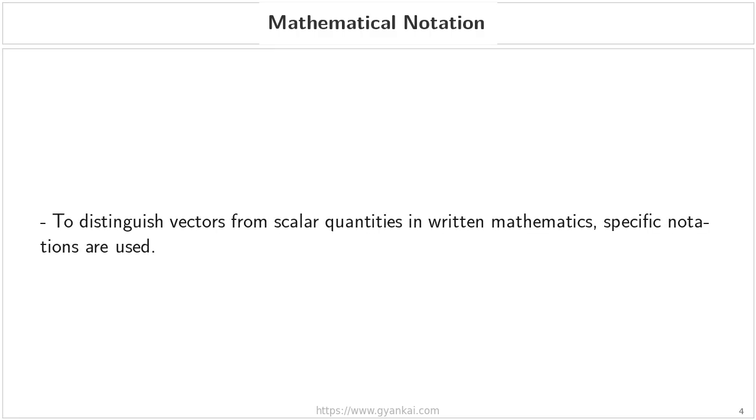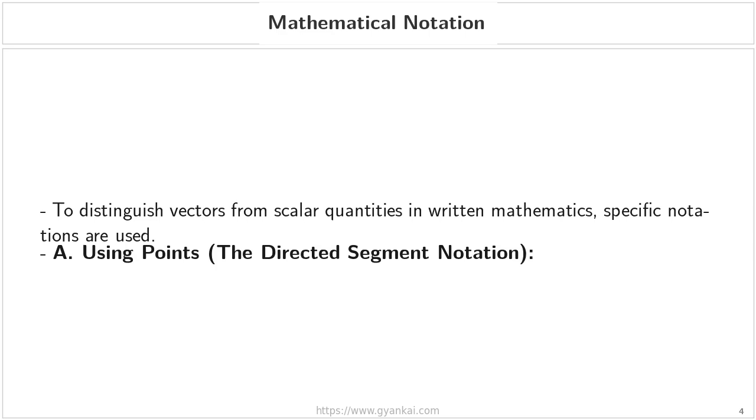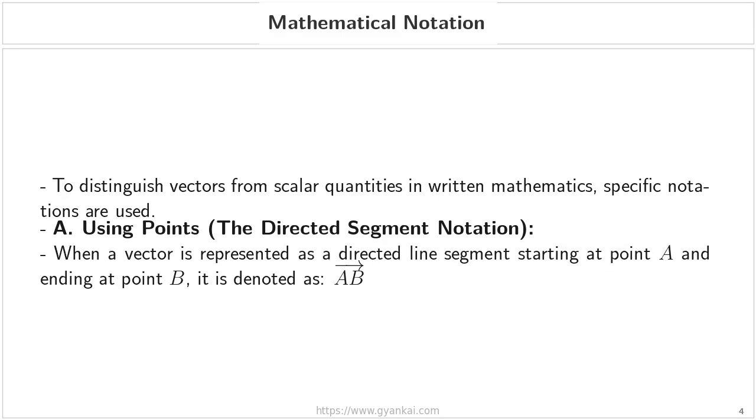Mathematical notation. Now that we understand the fundamental difference between scalars and vectors, let's move on to how we actually write these down in mathematics. To avoid any confusion between a simple number and a vector, we use specific notations. First, let's look at method A, which is what we call the directed segment notation. This is used when we can clearly see the start and end of the vector on a graph or a diagram. If we have a vector that starts at point A and moves towards point B, we write it as an A with an arrow pointing over to B.